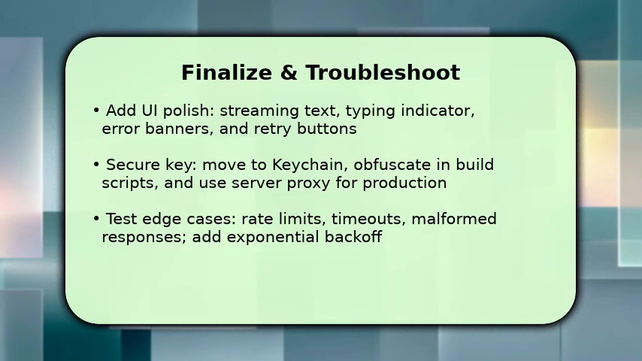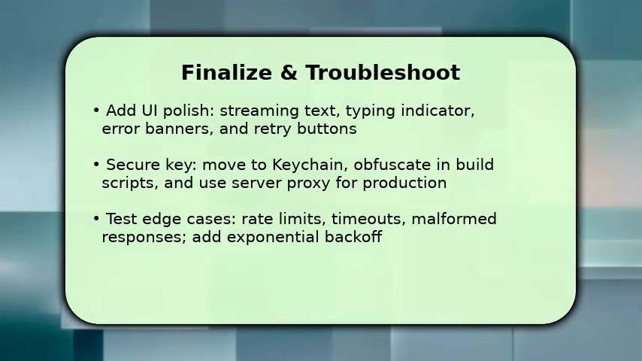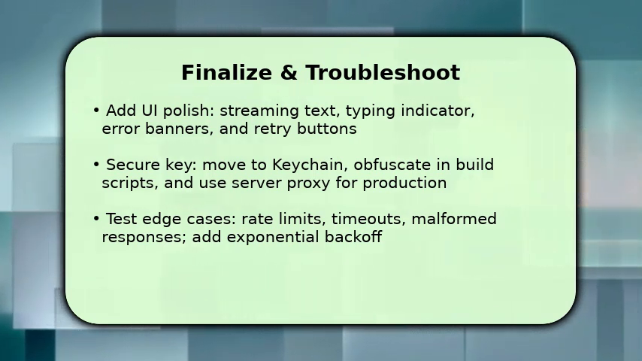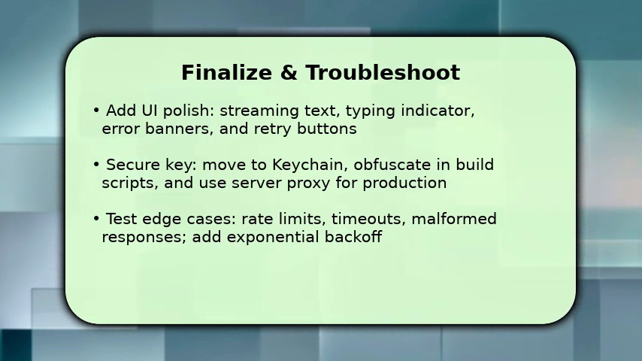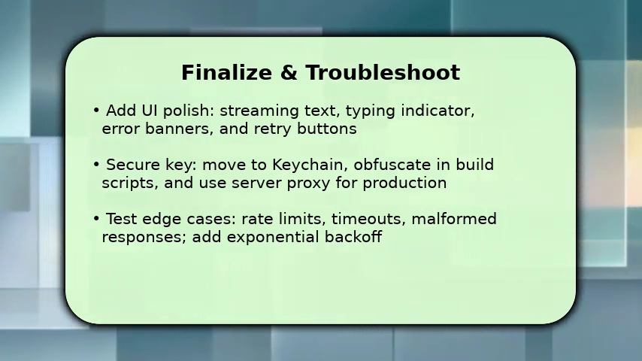Finish by polishing the UX. Implement streaming, token display, or simulated typing, add error banners and retry buttons, and ensure responses append correctly to conversation state. Make sure to secure your API key, move it to Keychain, or use a server-side proxy for production.